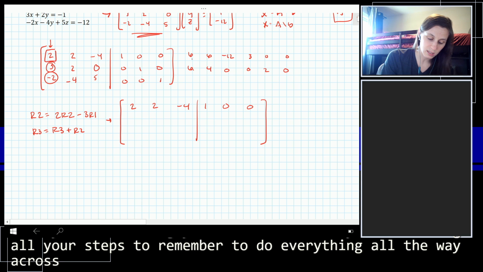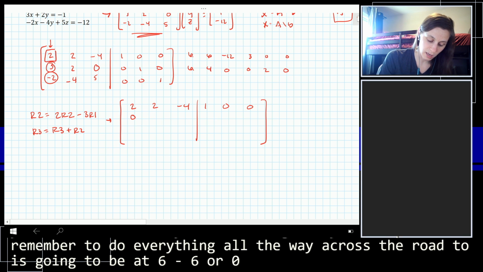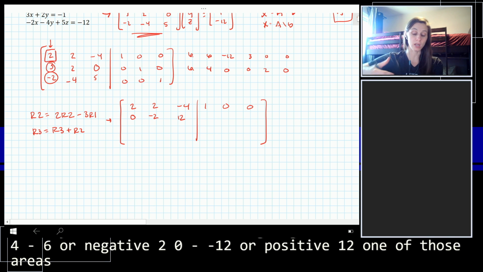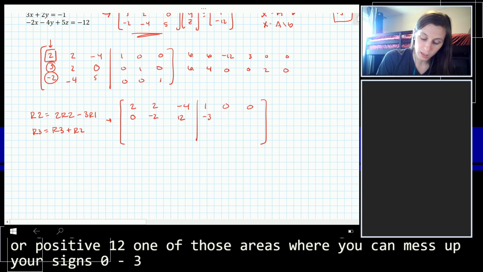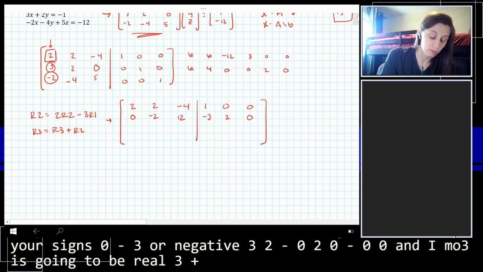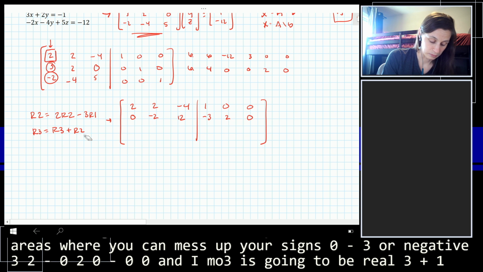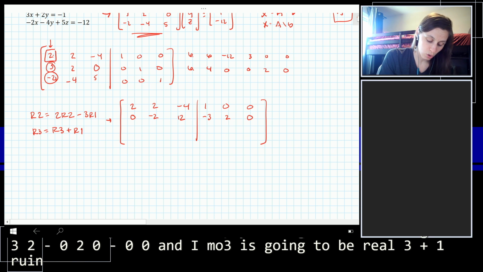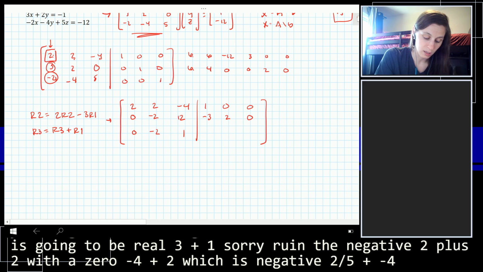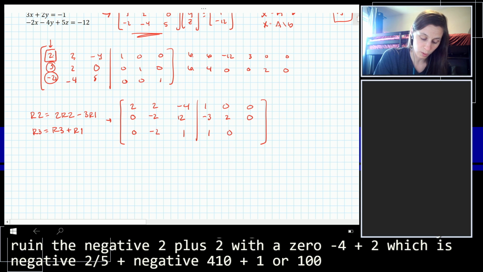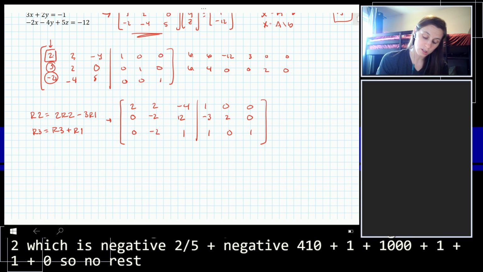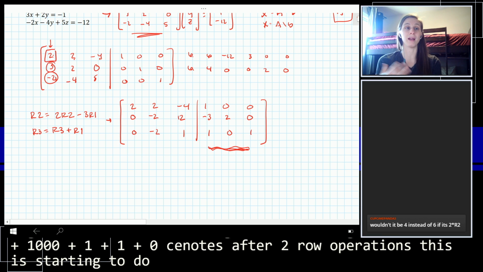Okay, so row 2 is going to be 6 minus 6 or 0, 4 minus 6 or negative 2, 0 minus negative 12 or positive 12, one of those areas where you can mess up your signs, 0 minus 3 or negative 3, 2 minus 0 or 2, 0 minus 0 or 0. And then row 3 is going to be row 3 plus row 1. So negative 2 plus 2, which is 0, negative 4 plus 2, which is negative 2, 5 plus negative 4 or 1, 0 plus 1 or 1, 0 plus 0 or 0, and 1 plus 0 or 1. So notice after two row operations, this is starting to deviate from identity.